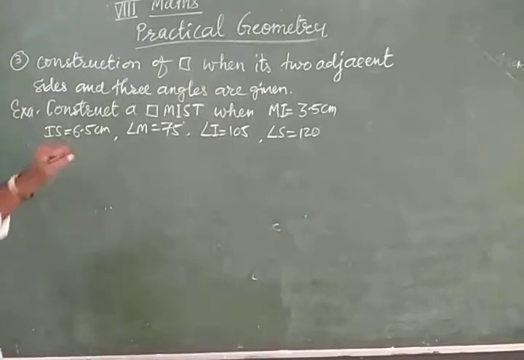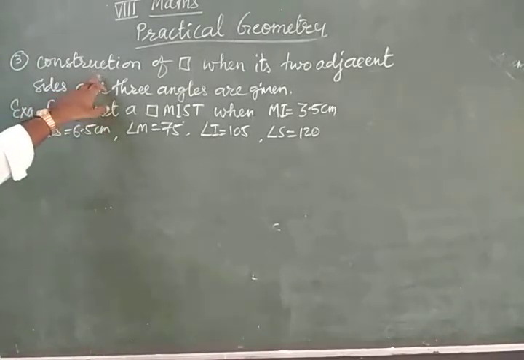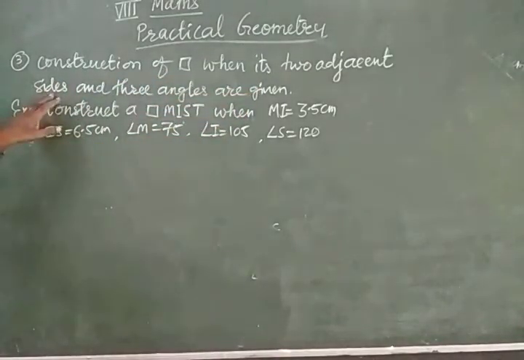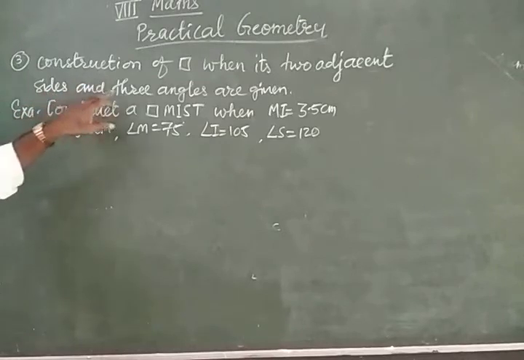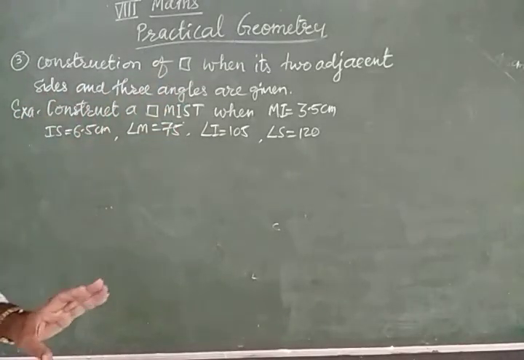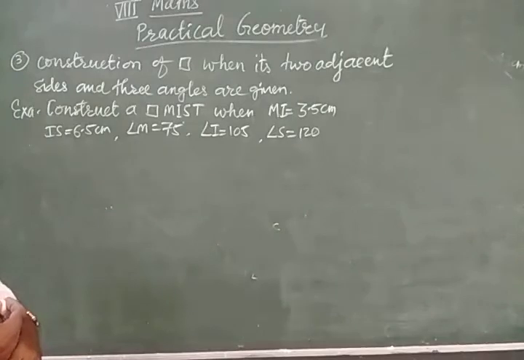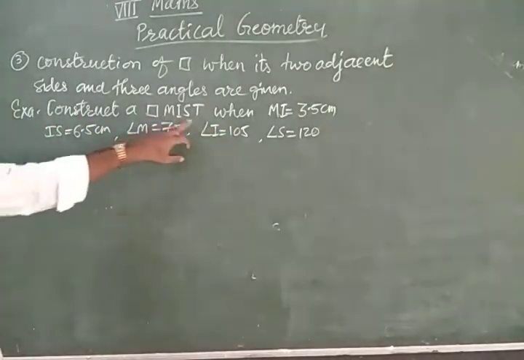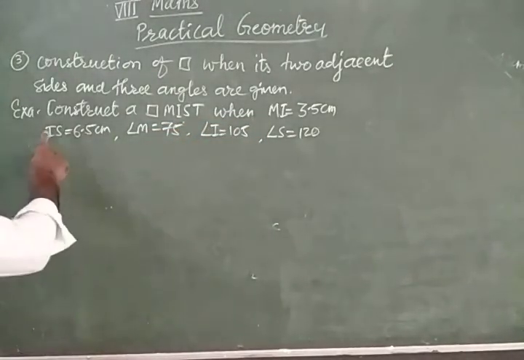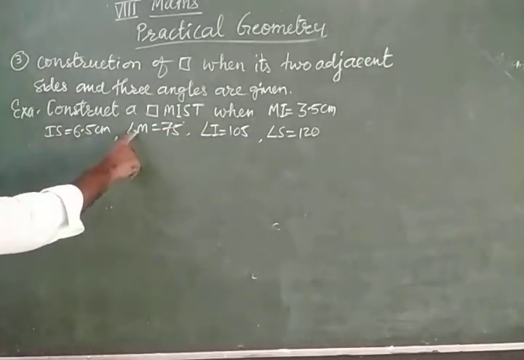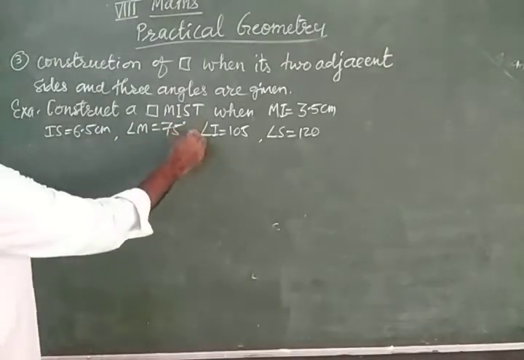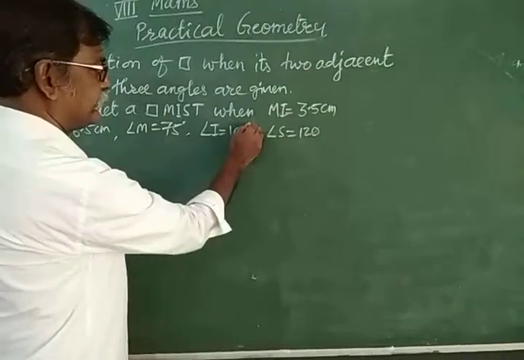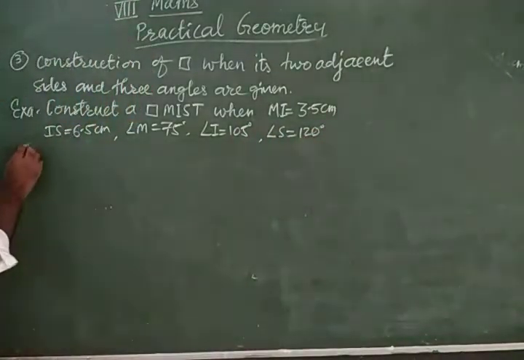Good morning, students. In practical geometry, the third construction is where two adjacent sides and three angles are given. Two adjacent sides, not two opposite sides. Okay? Then construct a quadrilateral MIST when MI is equal to 3.5 cm, IS is equal to 6.5 cm, angle M is equal to 75 degrees, angle I is equal to 105 degrees, and angle S is equal to 120 degrees.